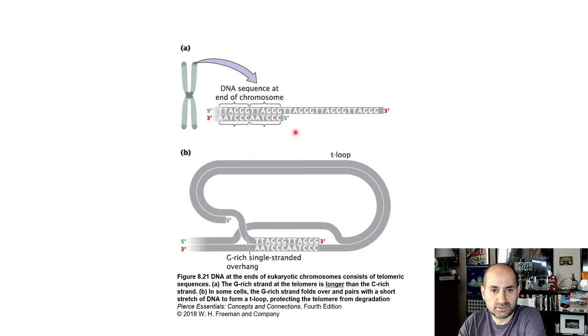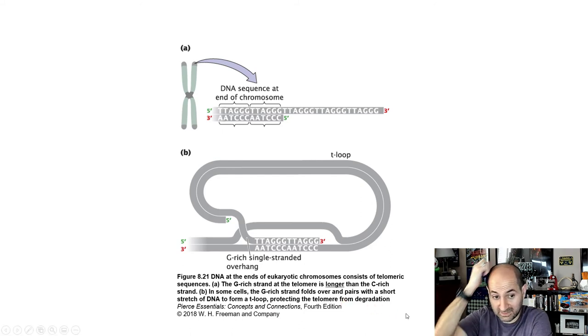In B, you could see how this could loop back. In some cells, the G-rich strand folds over, loops back and pairs with a short stretch of DNA to form a T-loop. And why would you want to form this T-loop? Why would you want this G-rich tail to loop back? Well, it prevents degradation. It prevents the chromosome from getting degraded.